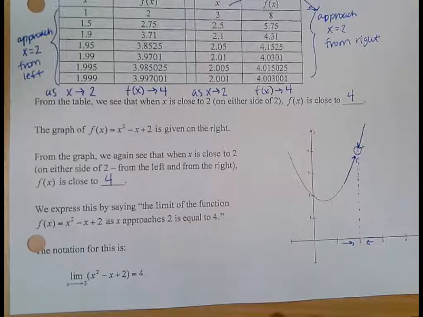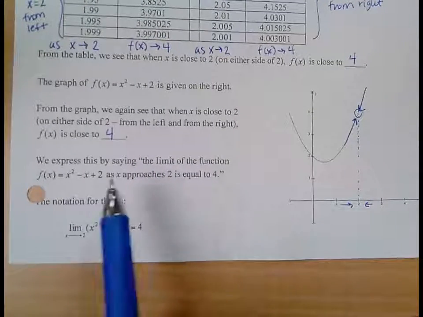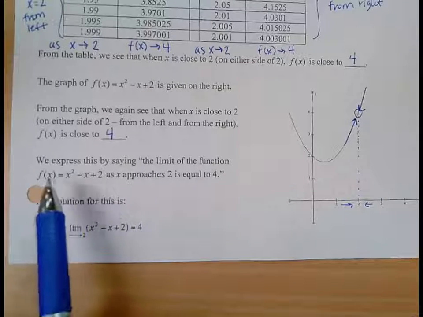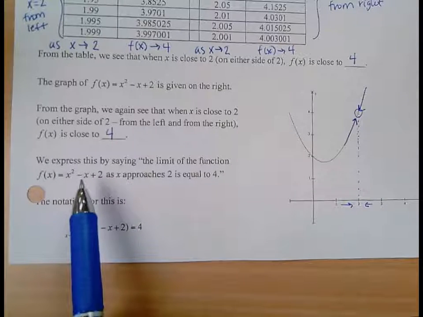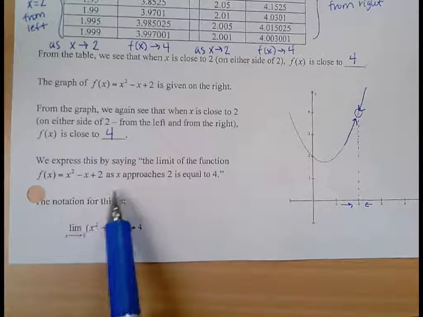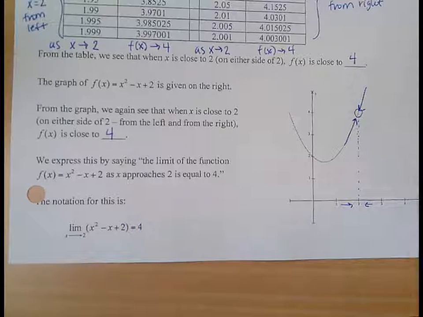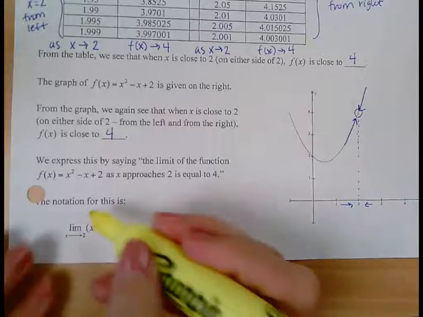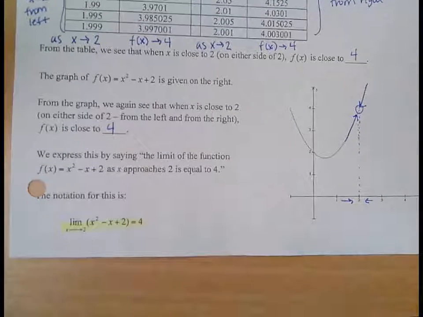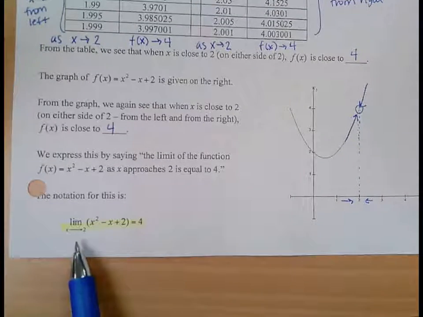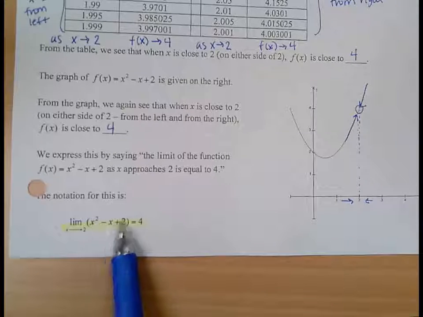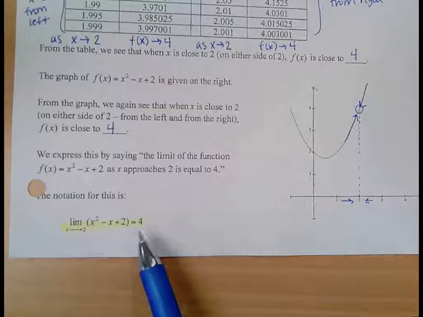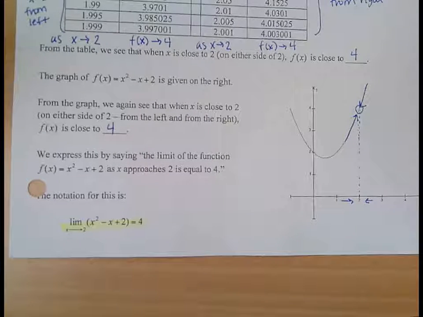So the way this is expressed, we say the limit of the function f of x equals x squared minus x plus 2 as x approaches 2 is equal to 4. And this is the actual notation for it written as a limit. So the limit as x approaches 2 of x squared minus x plus 2 is equal to 4.